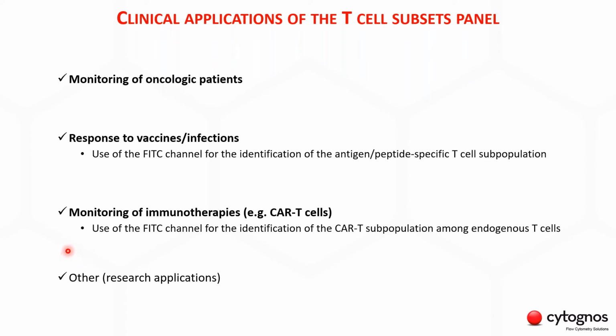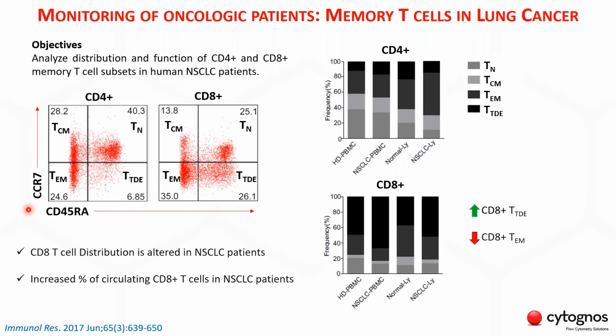Now, during the presentation, we will take a look at some examples of memory T-cell studies that we have found available online for each of these applications. So let's see the first application, monitoring oncologic patients. In this first example, the authors analyze the distribution and function of the different memory CD4 and CD8 positive T-cell subsets in patients with non-small cell lung carcinoma compared with healthy donors. They use peripheral blood and lymph node samples. In this case, they use CCR7, which in terms of immunophenotyping is similar to CD27, and CD45RA, a marker of non-memory cells, instead of CD45RO, which is expressed in memory T cells.